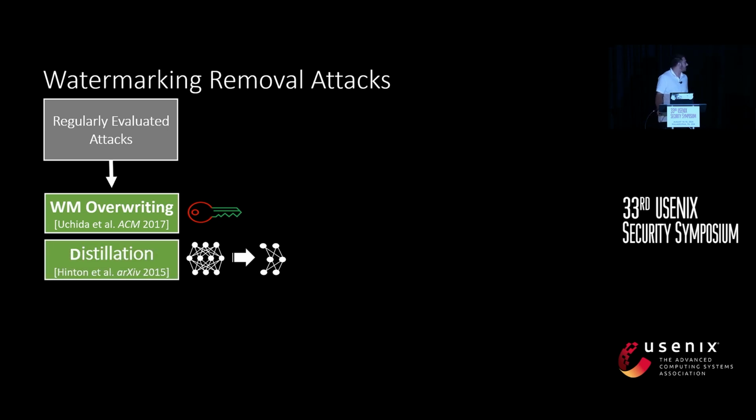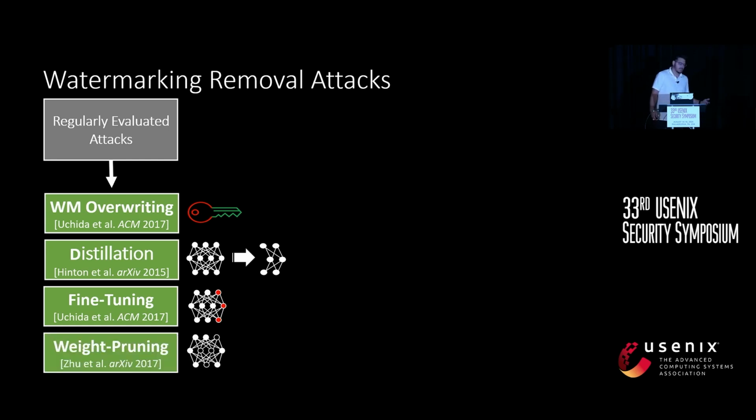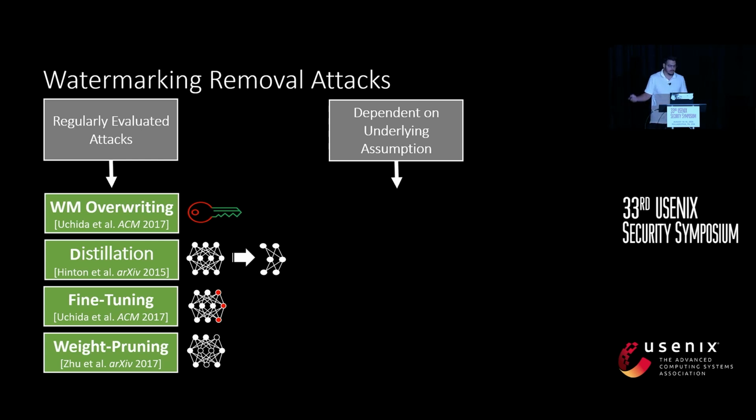As has been said before, there is distillation, where I use the original model as a teacher model to train a smaller student model. Fine-tuning, we all know what it is: we try to retrain the model to change the weights. And then weight pruning, in which some weights are set to 0 or removed in the hope of removing the watermark. But what are the limitations of these approaches?